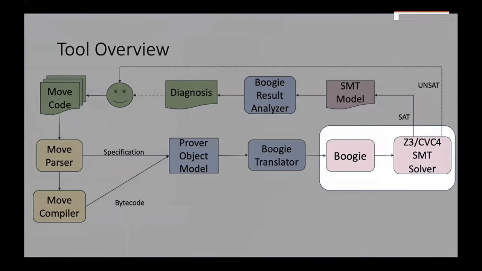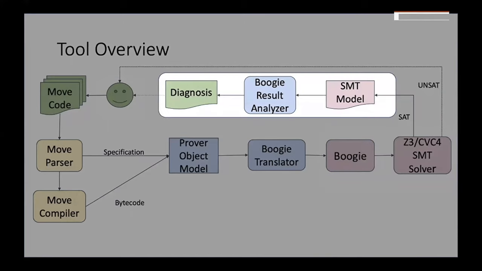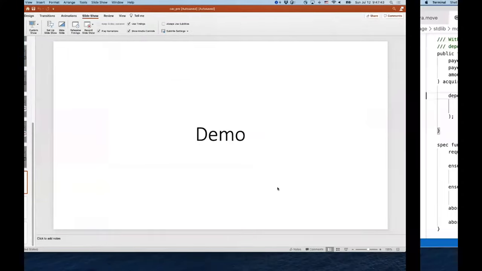The Boogie program is then translated into an SMT formula, which can be checked using an SMT solver such as Z3 or CVC4. If the result of this check is unsat, then the specification holds. Otherwise, a counter model is obtained from the SMT solver, and the prover interprets the Boogie level counter model and presents to the user a source level diagnosis. Now let's take a look at how the prover works through some examples.